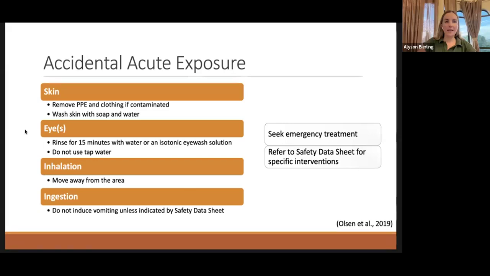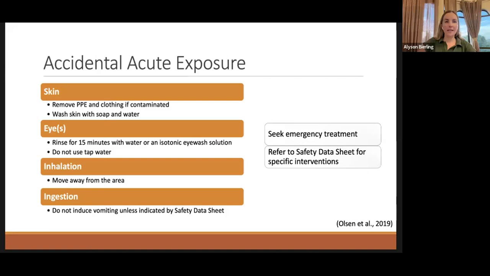If there is exposure to the eyes, you would rinse for 15 minutes, either using the eye wash station or the normal saline that we mentioned earlier. If you believe that you may have inhaled a hazardous drug, you would move away from the area, of course, and then, for inhalation, refer to safety data sheets, hopefully available, for specific interventions to take.